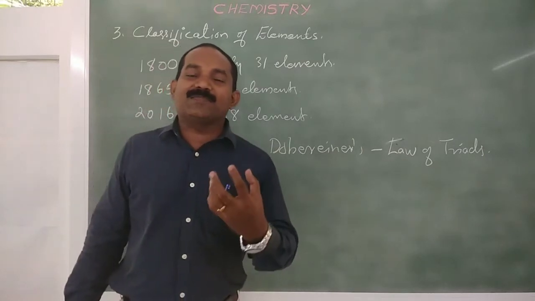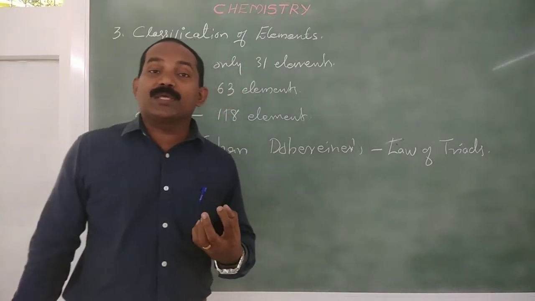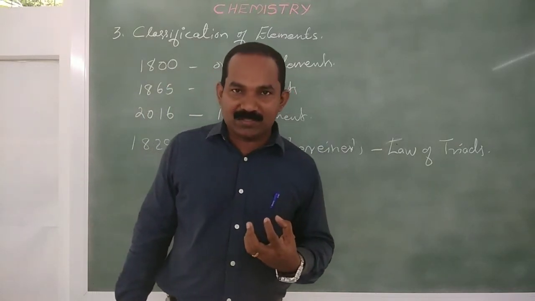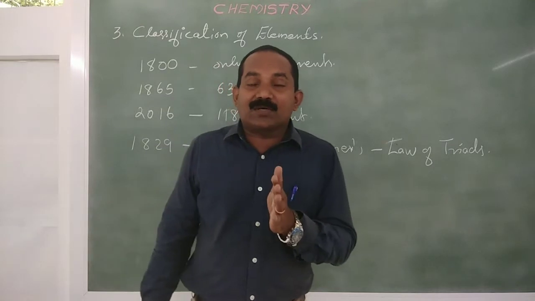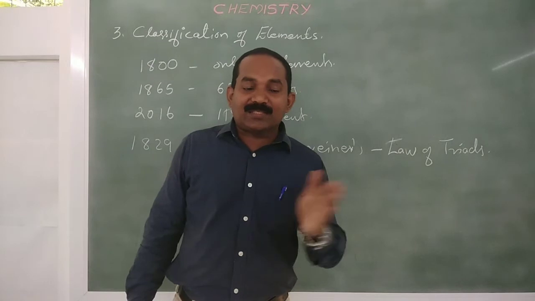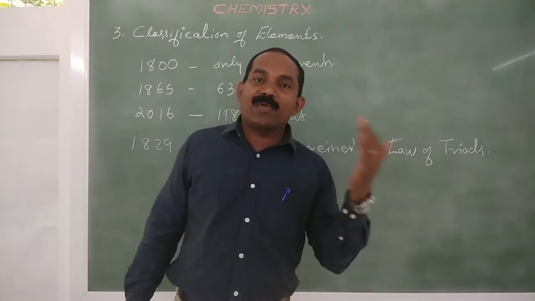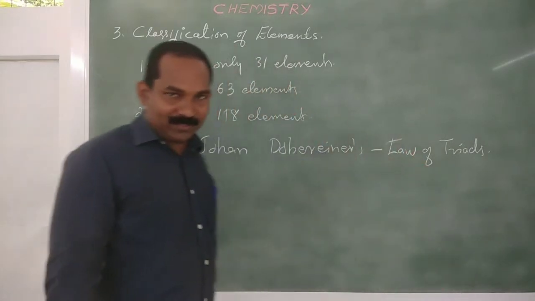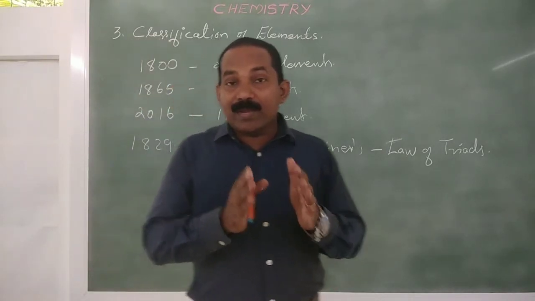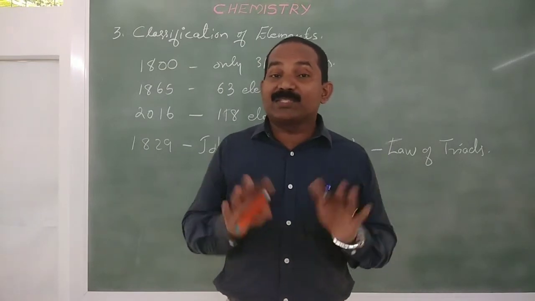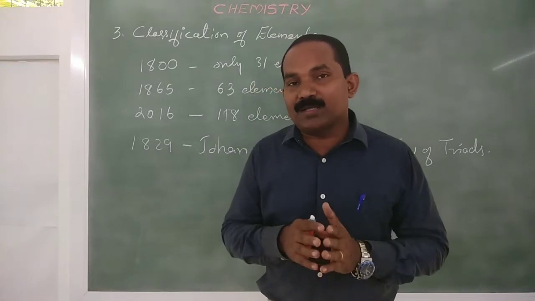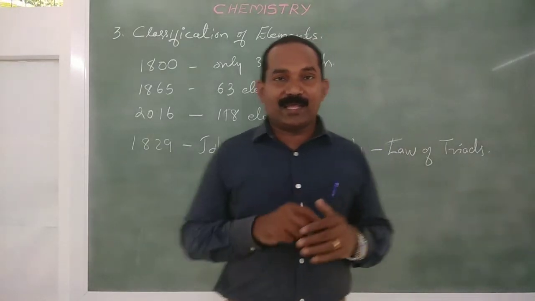He classified the elements according to the increasing order of atomic weights, and the atomic weight of the second element, the element in the middle, is the midway of the atomic masses of the other two elements. It's very simple. The atomic mass of the middle element is the arithmetic mean of the atomic masses of the first and the third elements.